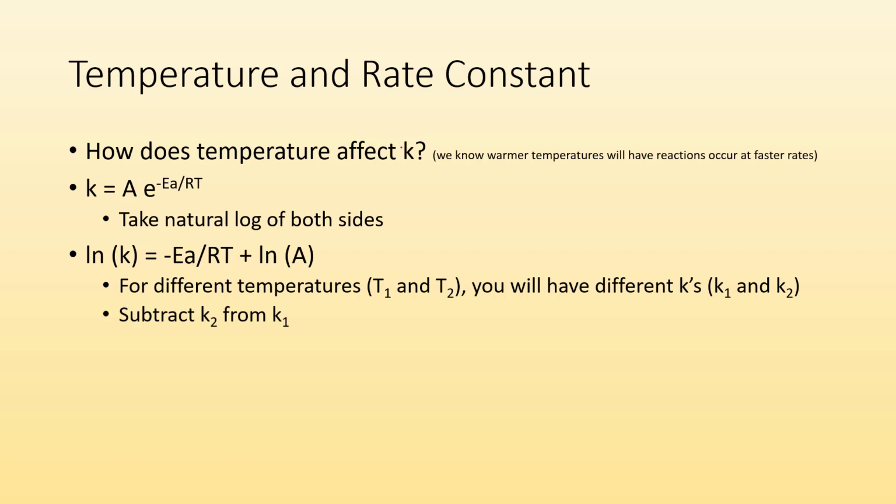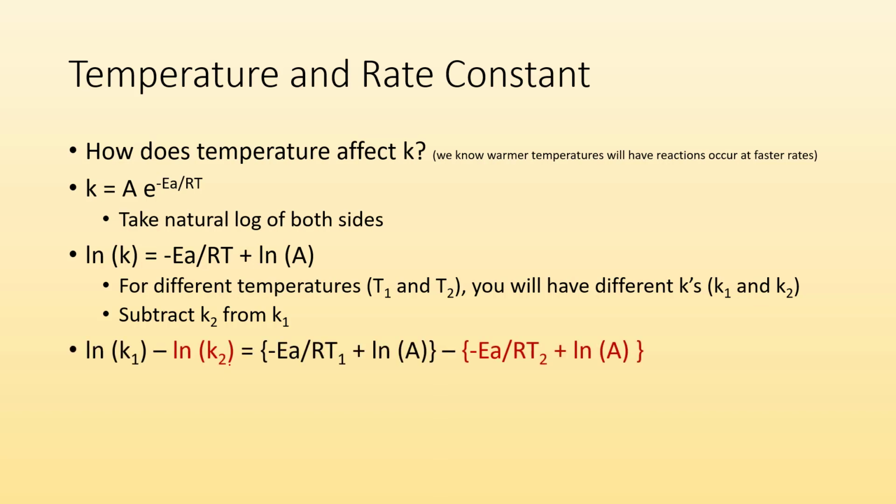So if we were to do a little math, we can subtract K2 from K1. So I do the same thing on both sides. So if I go, all right, hey, natural log of K1 minus natural log of K2, it's going to be equivalent to all of this for scenario 1 minus the same thing but for scenario 2. And that's why I've kind of color-coded them. So now we can do a little math.